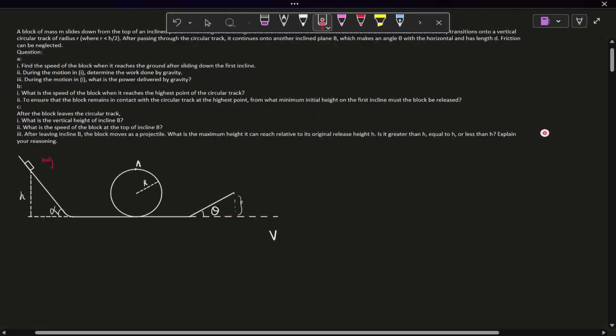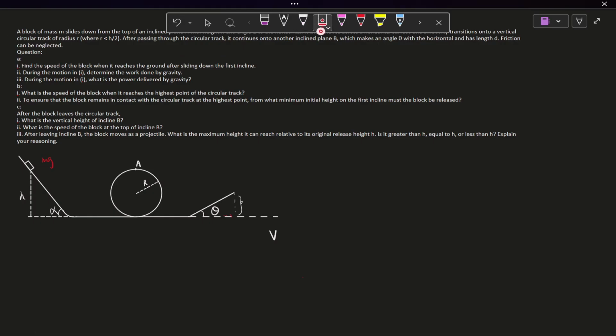Now let's look at part C. After the block leaves the circular track, 1. What is the vertical height of incline B? Well, that's pretty obvious since we already know the length of the incline and we know the angle it is above the horizontal surface. So the height will just be d times sine theta. That's free. For the second part, what is the speed of the block at the top of incline B?